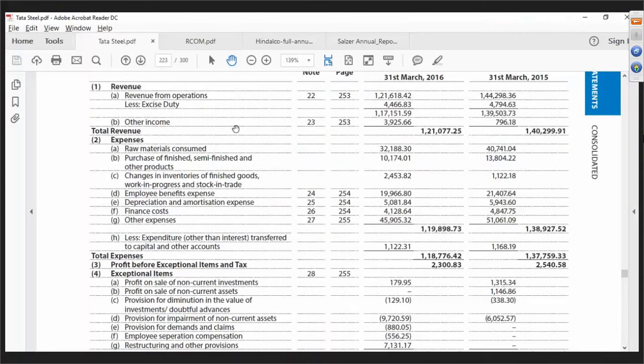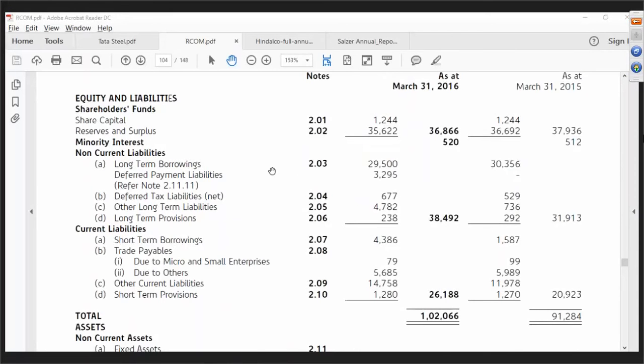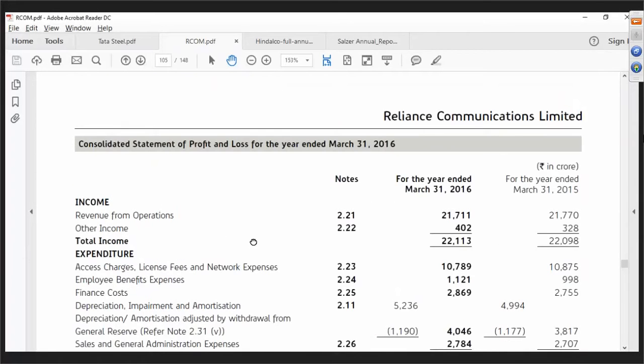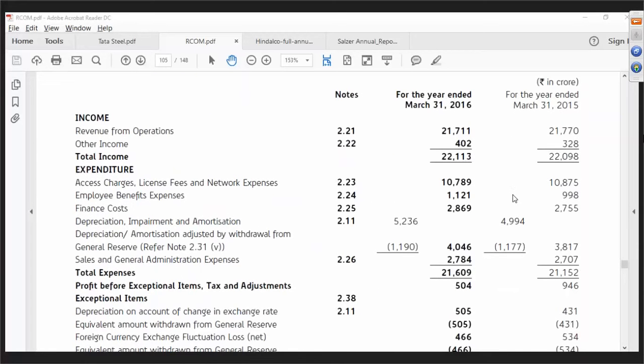Let's go to the annual report of, let's start with RCOM, Reliance Communication. So we look at the annual report of Reliance Communications, and we need to first look at what is the interest coverage ratio. For that, we will need the financial expenses, and those are here, 2869. Just remember this number, 2869. And we need the profit before exceptional items, tax and adjustment. So that's 504, right? So this is PBT, profit before tax. To get to EBIT, I have to add 2869 to this. 2869 plus about 500 is going to get divided by 2869.